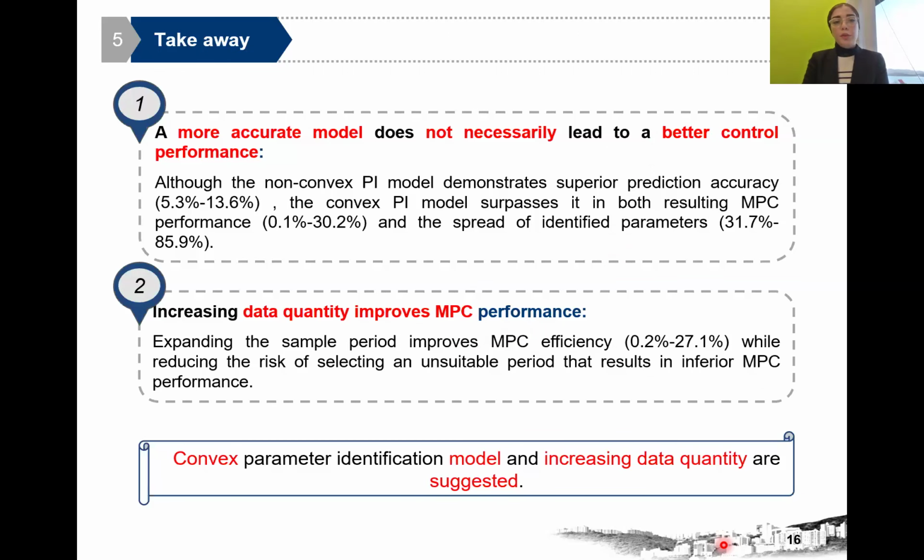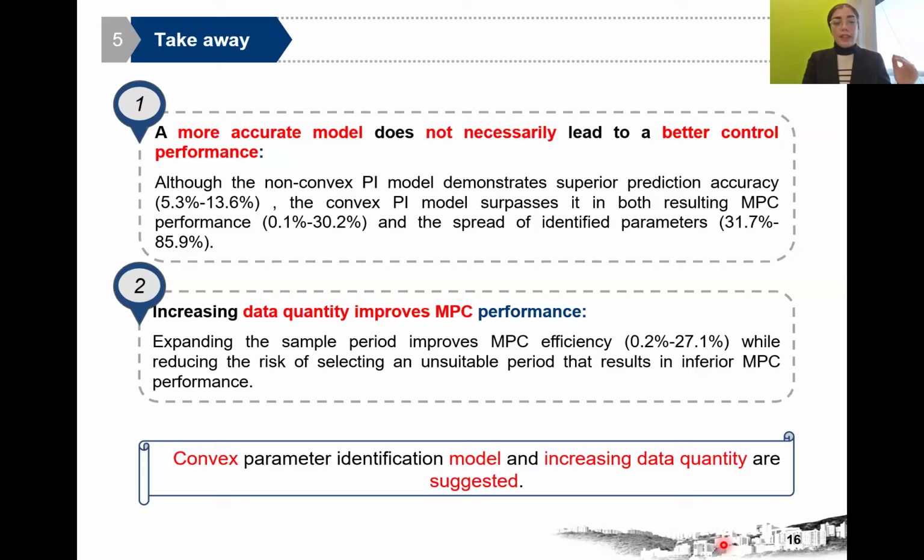Here I want to summarize our presentation and mention two takeaways. The first one is that a more accurate model does not necessarily lead to a better control performance. Here, the non-convex parameter identification model leads to better prediction accuracy, while the convex one leads to better MPC performance and a spread of identified parameters.